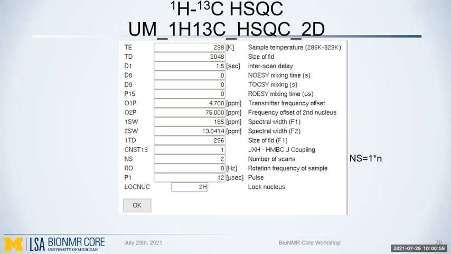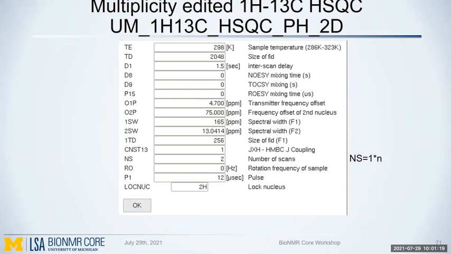And there are no special parameters that you need to pay attention to in the HSQC spectrum. Probably change the O1P or SW as needed, or the size of FID, the TD, if you want more resolution. But there's no mixing time, this kind of parameter, for HSQC. And same for the multiplicity edited HSQC. There are no special parameters for this experiment.